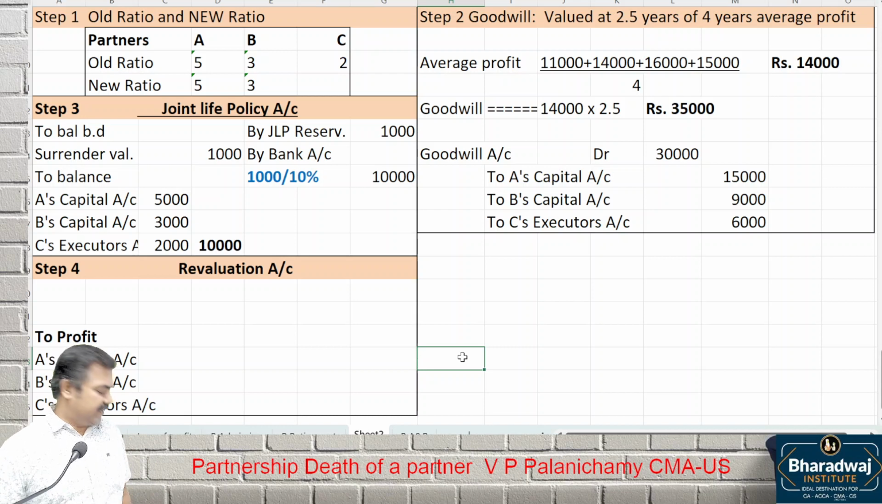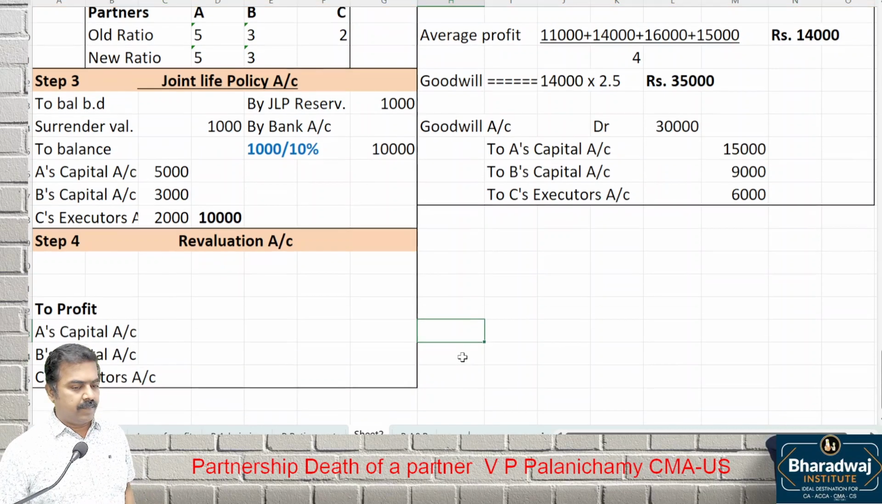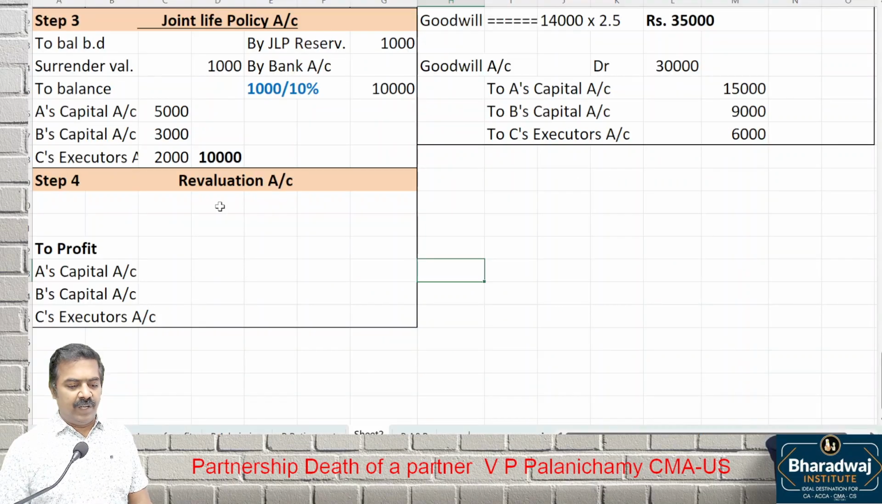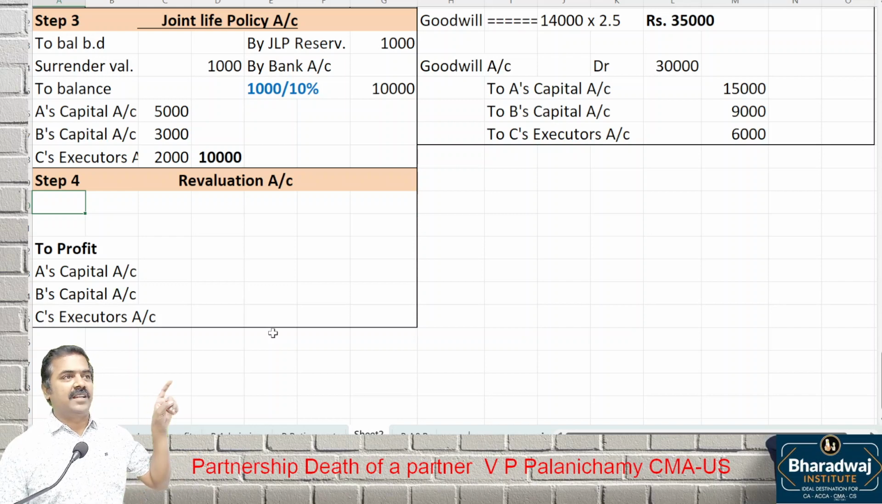Here adjustments are given in a different way. Look at what adjustments are given. Patents undervalued by 2000. What to do? Will you put by patents or to patents? Patents undervalued means they have undervalued it in the balance sheet. Patents are found undervalued by 2000. In the balance sheet the value is shown less. For example, your land is 50 lakhs. I am telling you the land is undervalued by 5 lakhs. Then what is the real value of the land? 50 lakhs plus 5 lakhs. So undervalued means it has been undervalued in the balance sheet, you have to increase.